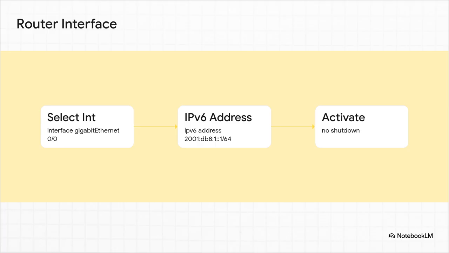Keep in mind, the second you assign that global unicast address, the router also automatically generates a link-local address for this interface, the ones typically starting with FE80. That automatic link-local address is absolutely vital for the underlying neighbor discovery process we're going to rely on later.